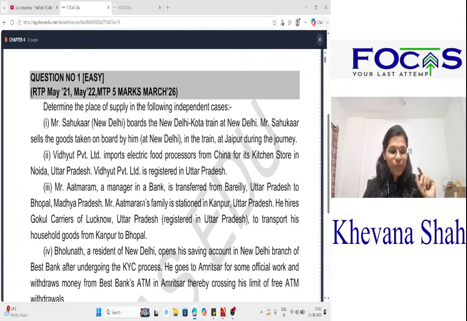So question number 1. Determine the place of supply in the following independent cases. Mr. Shahukar, New Delhi, boards the New Delhi Kota train at New Delhi. Mr. Shahukar sells the goods taken on board by him at New Delhi in the train at Jaipur during the journey. So in this question, what they are saying is that Mr. Shahukar is a person of New Delhi and he is boarding the New Delhi Kota train from New Delhi and he is taking certain goods with him to sell. Now these goods he is taking from New Delhi. So what will be the place of supply?